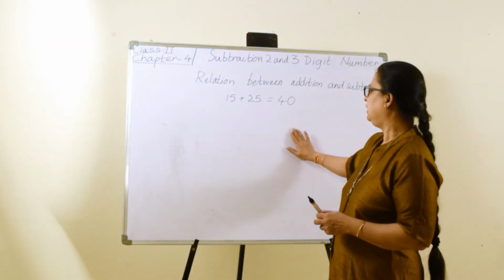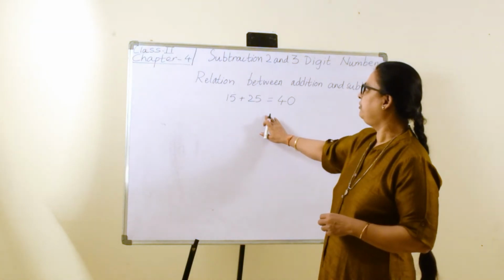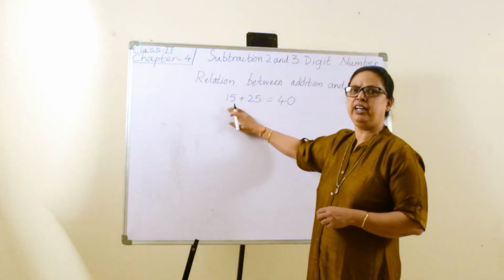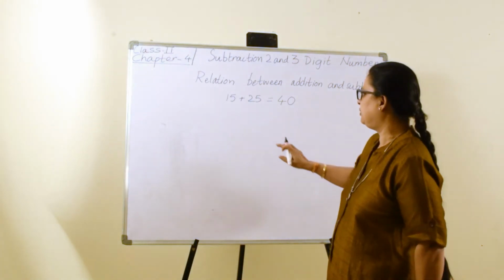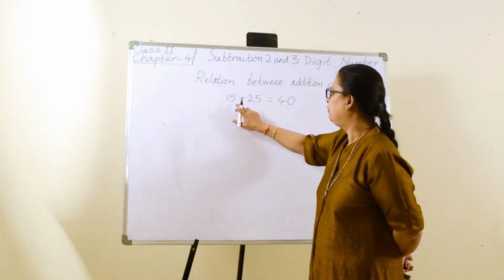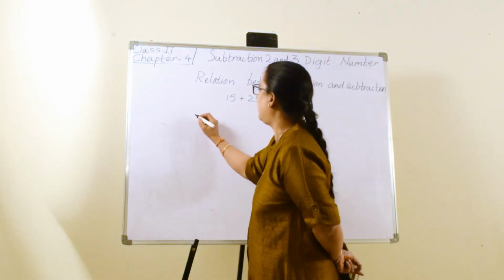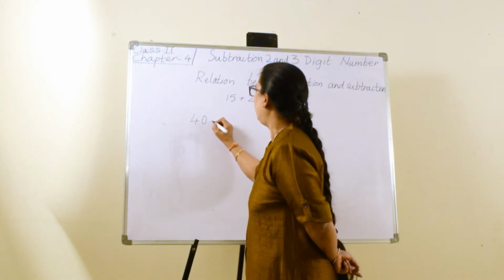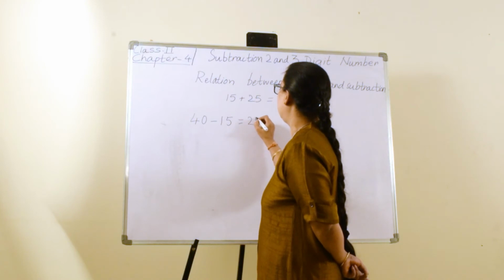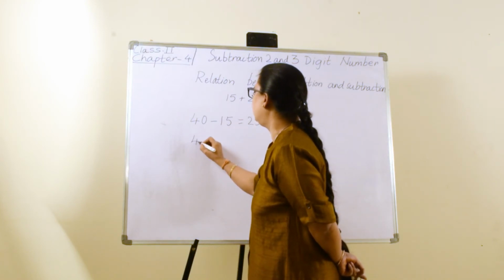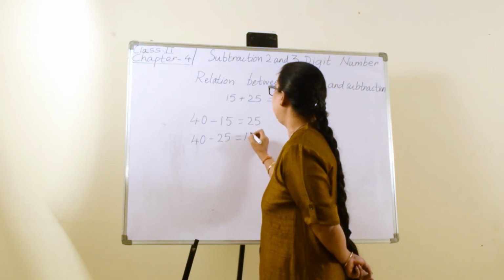Now let us learn the relationship between addition and subtraction. This is a fact which you all have to know: for every addition fact, there are 2 subtraction facts. How is it possible? Now look at this sum here. 15 plus 25 is equal to 40. We can write this as 40 minus 15 is equal to 25, and also as 40 minus 25 is equal to 15.